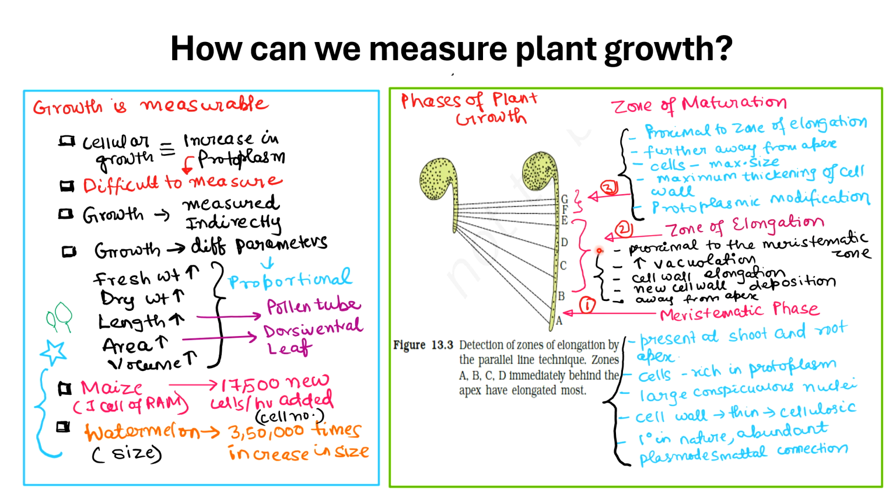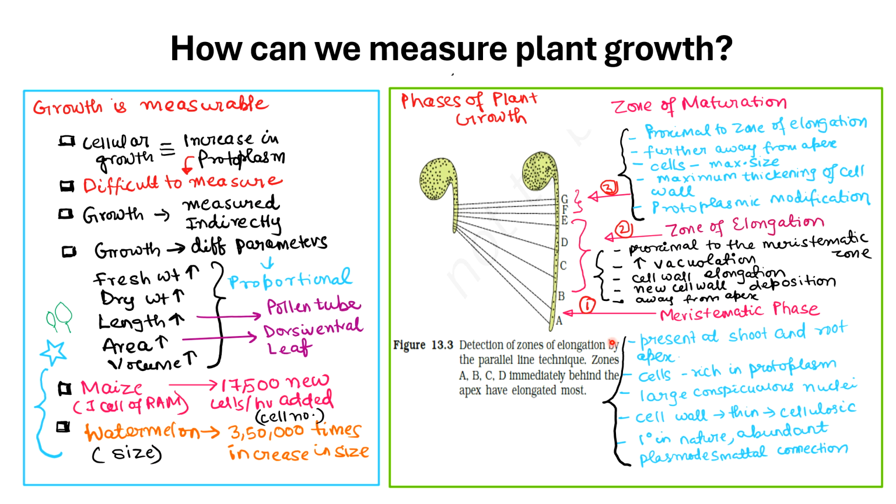Okay, so we can divide the plant growth into three different phases as per the increase in the cell length or the increase in the elongation of the cell. The first band, that is in the bottommost part, is the meristematic phase.